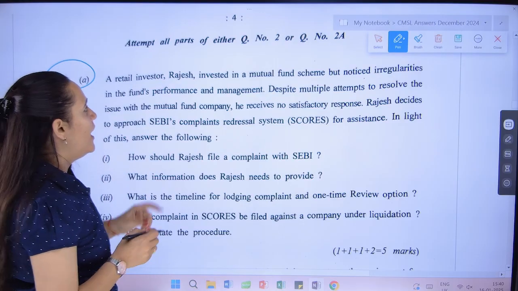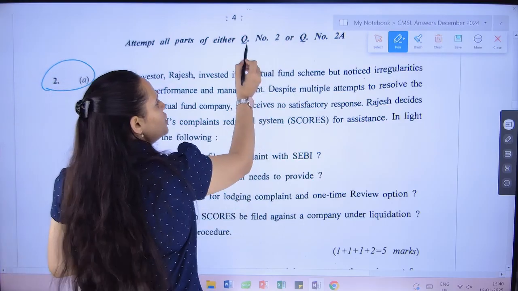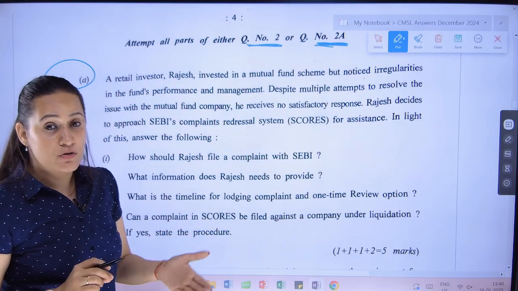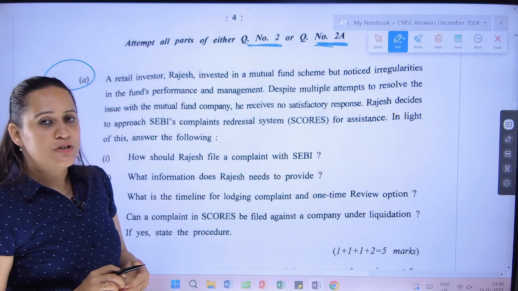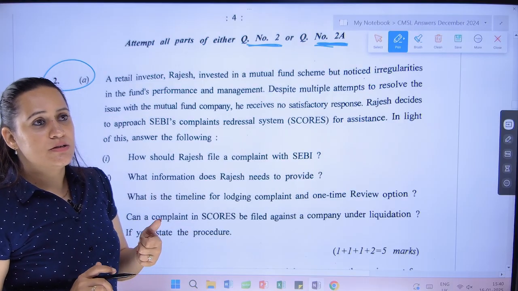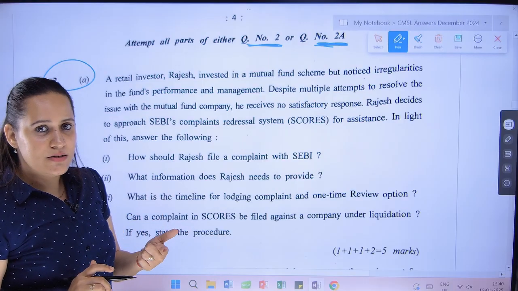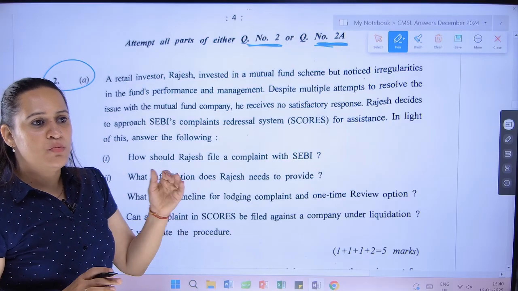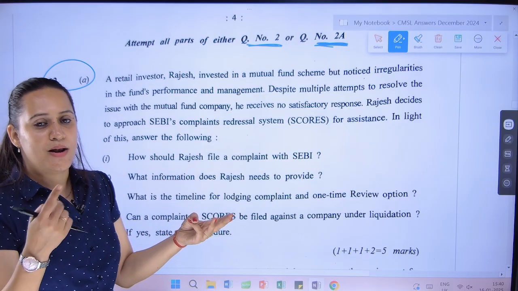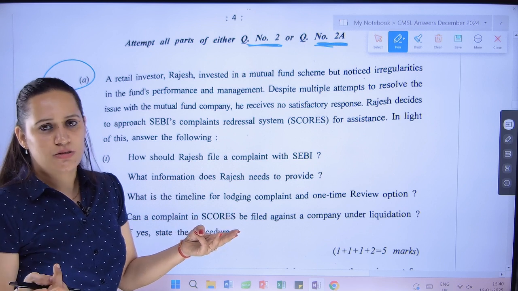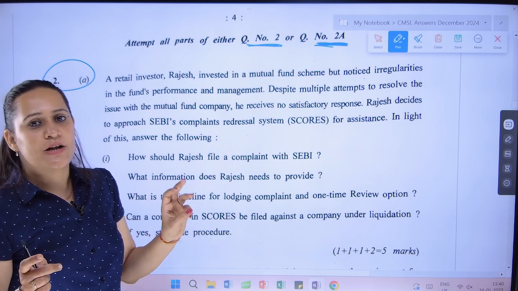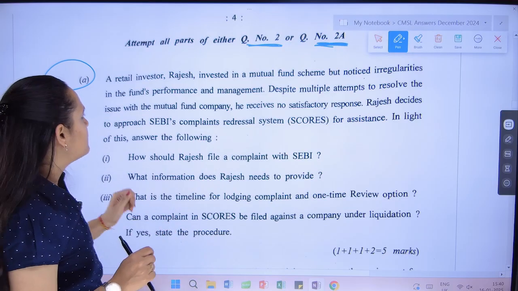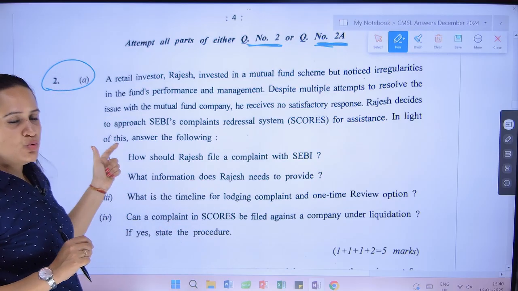Question 2A. Again, here you have an option, question 2 or 2A. How are you going to identify which one you should attempt? Whichever questions you know better, whichever questions you are able to answer, you please select that question. If you have a confusion that in one I know 3 questions, in one I know 2 questions, please go for the question that you know maximum and better. Answer it like that. Now, let's read question 2A.